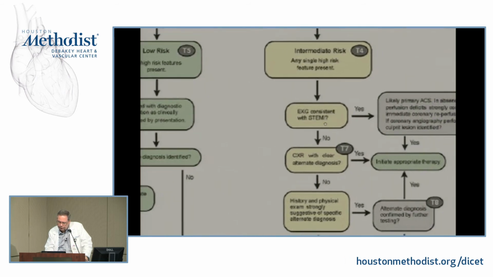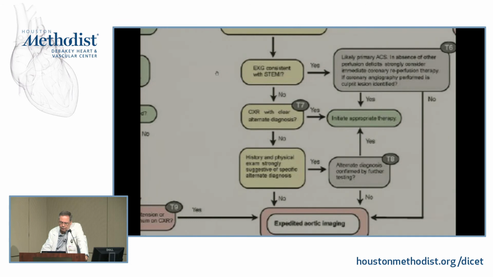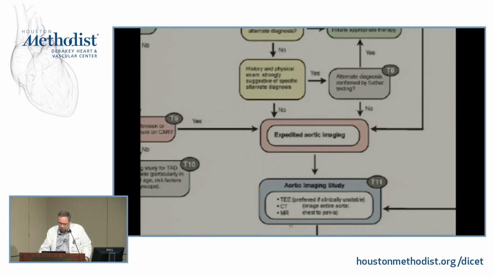The intermediate risk, obviously, if they have an ischemic EKG, they're going to go by way of the usual ACS pattern. Again, if your chest X-ray or your history has some suggestive findings that make you concerned about dissection, you're going to want to do what they call expedited aortic imaging, which is what I showed you earlier. Either you go for a CT, you go for a CMR, or you go for a TEE. And that was the part I showed you a little earlier.